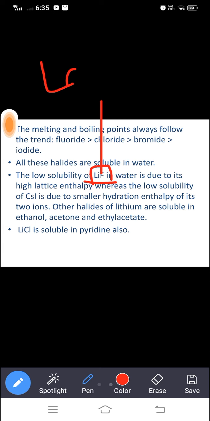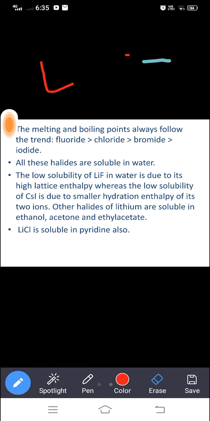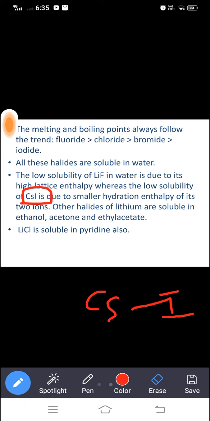Lattice energy of lithium fluoride is high. Due to that, it will not break, because the bond length is very small, so it will not break in water that easily, so it will be insoluble. So which will be more soluble? Cesium iodide. The size of cesium iodide is very large, so the bond length is also large, so it can break very easily and it will be soluble, and it will have a smaller hydration enthalpy.